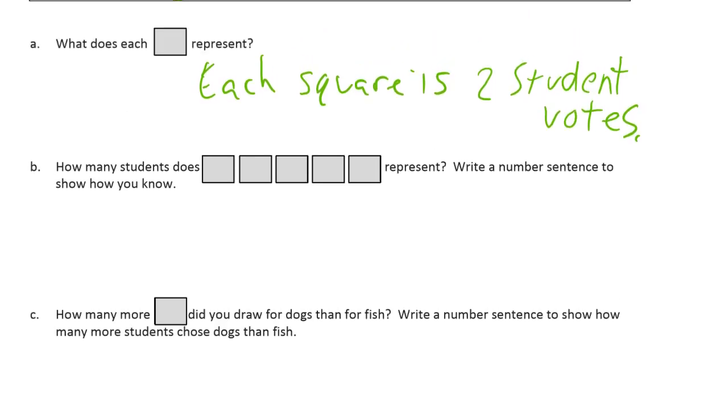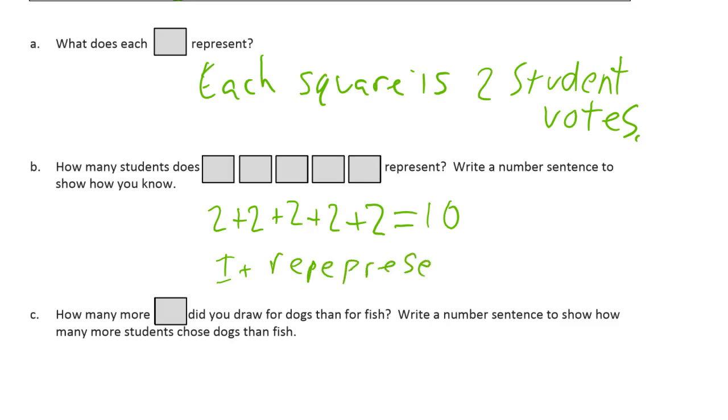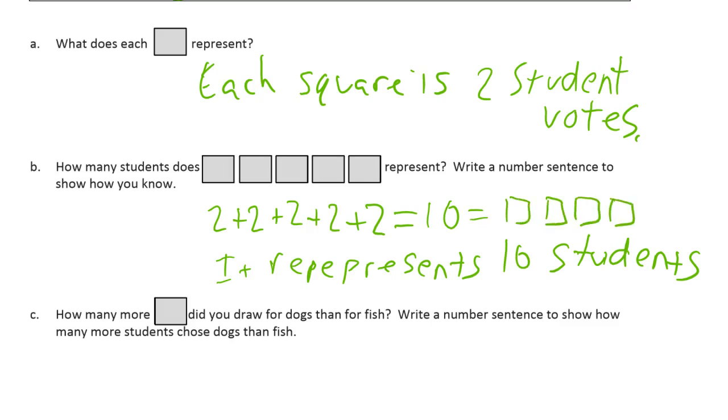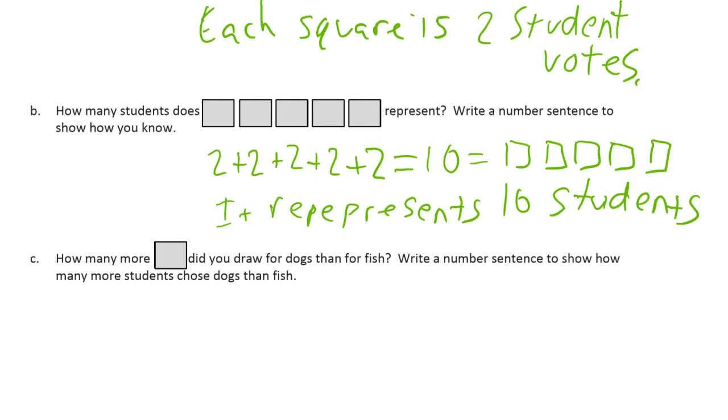How many students does 5 squares represent? Write a number sentence to show how you know. All right, so each one of these is a 2. So it's 2 plus 2 plus 2 plus 2 plus 2 equals 2, 4, 6, 8, 10. Represents 10 students. Or you could probably just do this too, and that could probably be all the answer you need.